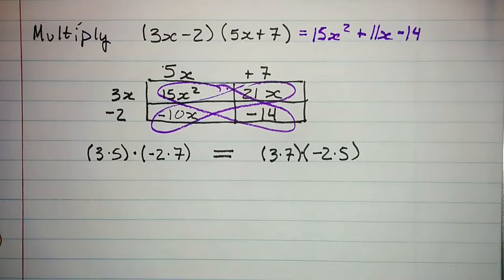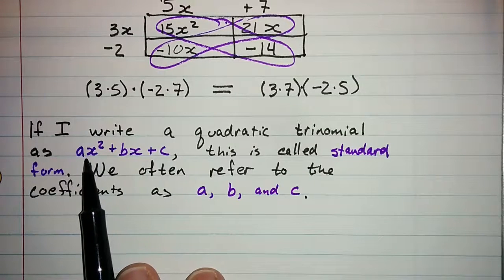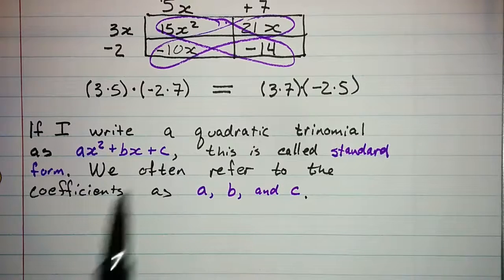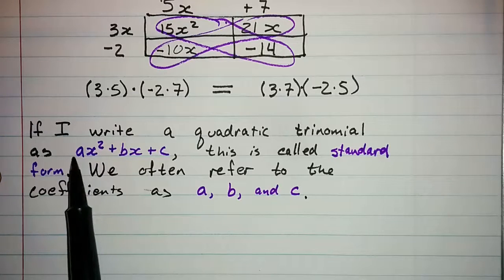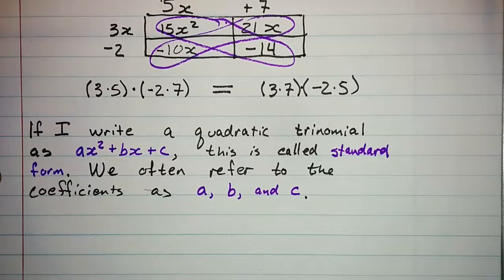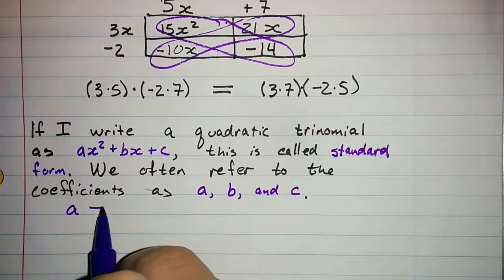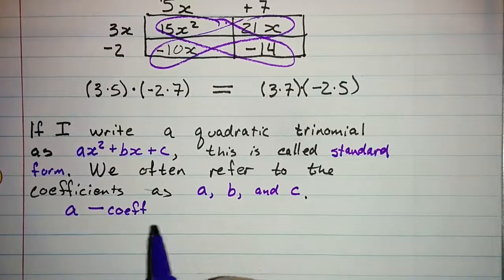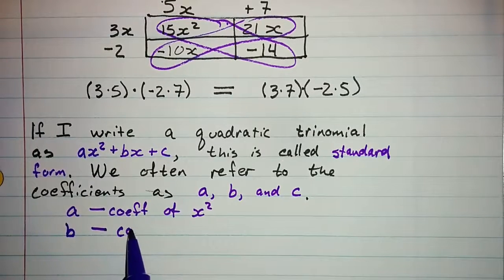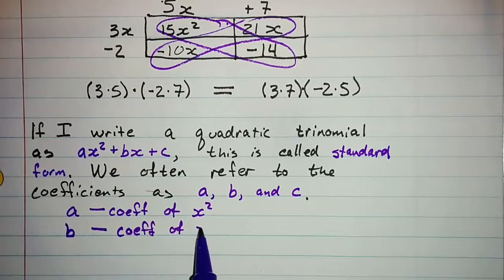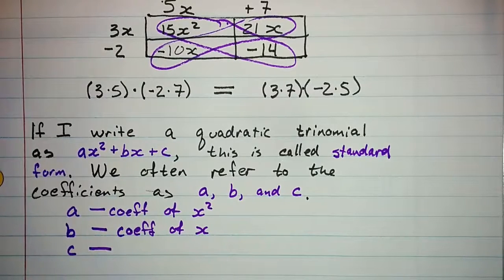Now, to describe this method, I'm going to give some names to things. If I write a quadratic trinomial in descending order like this, it is called standard form. We refer to the coefficients as a, b, and c. So a is the coefficient of x squared, b is the coefficient of x, and c is the constant.